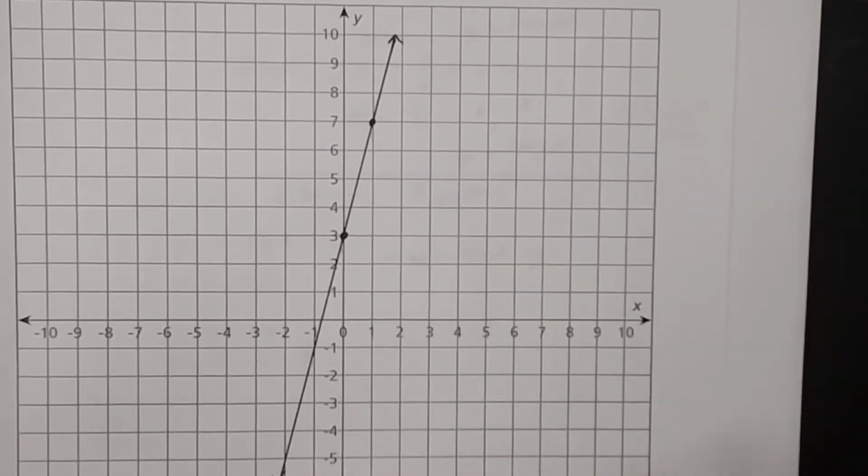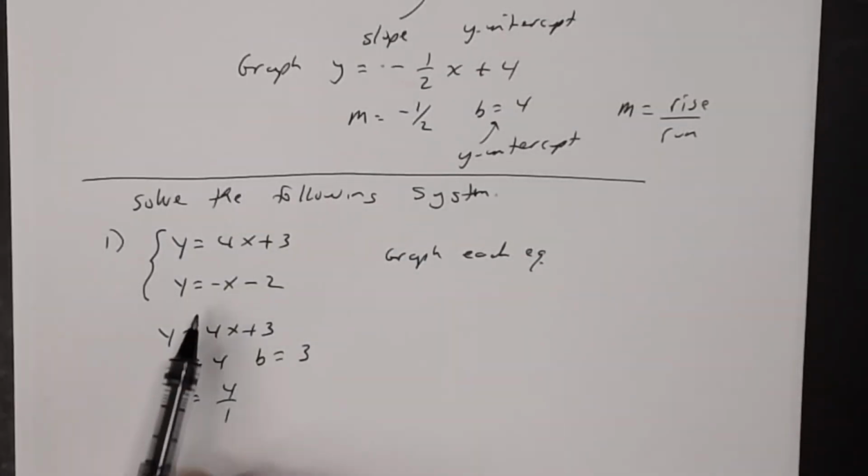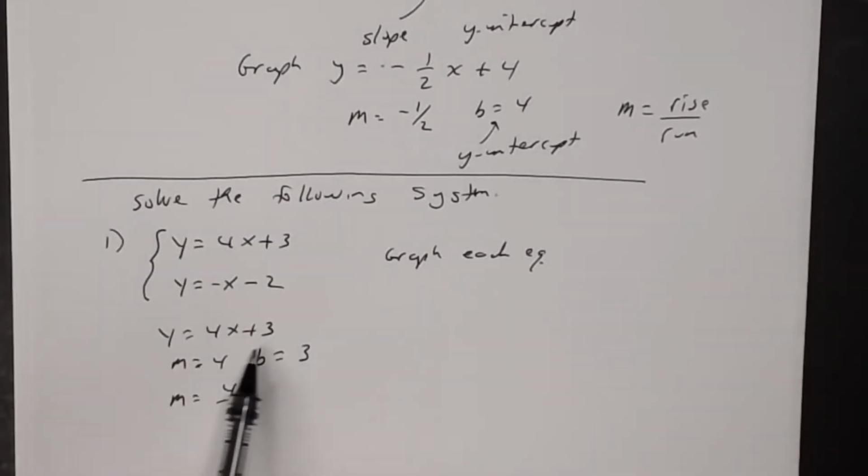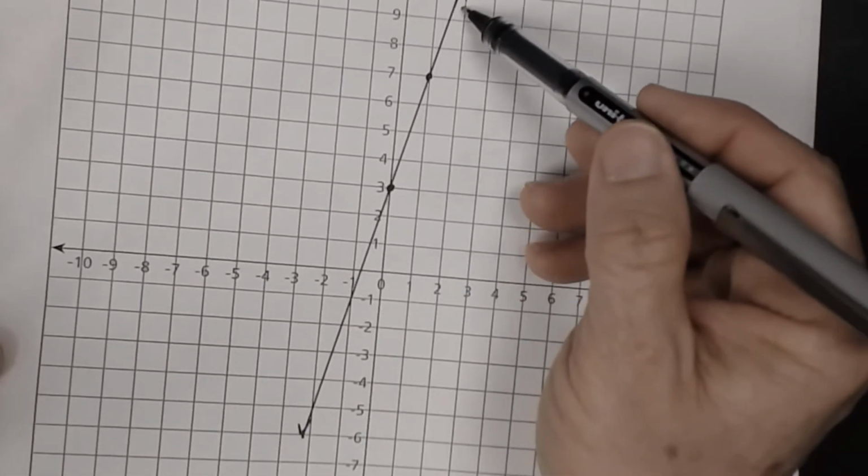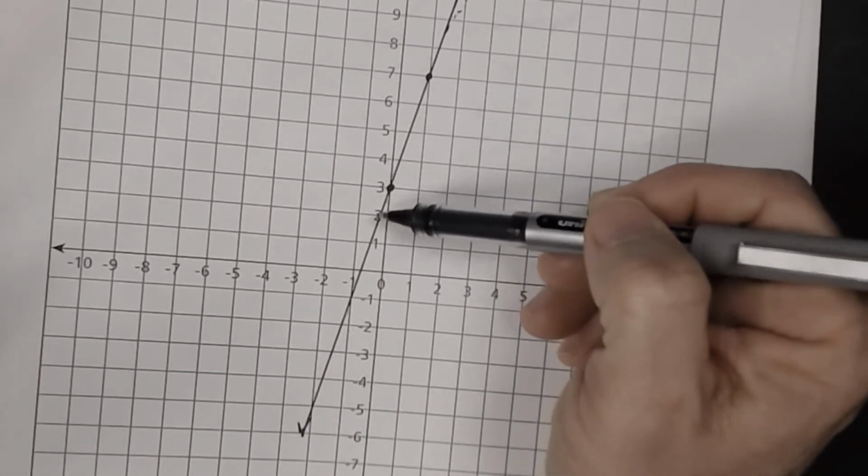Okay. Now, how many solutions does this equation have? So that equation that I just drew, I'm graphing the solution. So the solutions to this equation are any point that lies on this line.